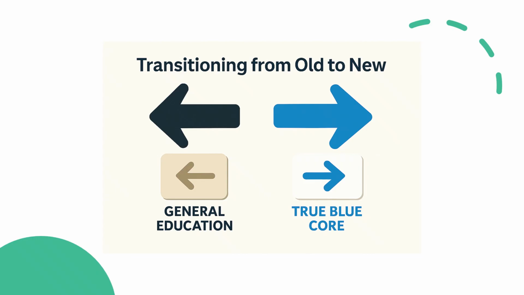Let's start by going back a little and see how we got to where we are now. We were formerly known as the General Education Program. After years of development, we launched the new True Blue Core in fall 2024. We now have 8 new student learning outcomes, an expanded list of course offerings, and a new assessment plan.